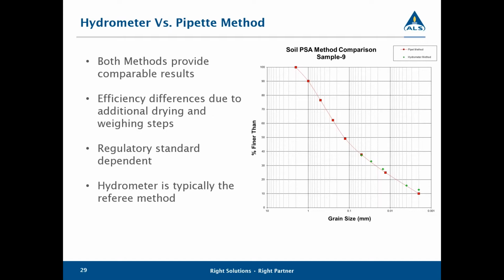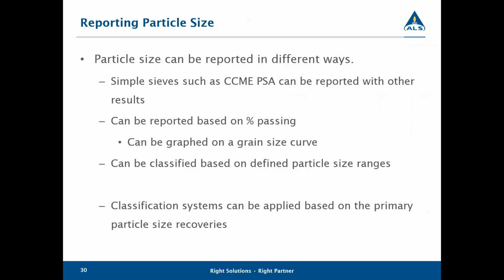So once we've got all the data, the sieve data and the hydrometer and pipette data, we then need to report it to the clients in such a way that it's going to be usable. There are a couple of different ways that we report. For simple sieve analysis, such as a CCME particle size analysis, we just report those specific sieves and the amount passing those sieves. So that's the amount less than, or the amount retained on the sieves, which would be percent retained.